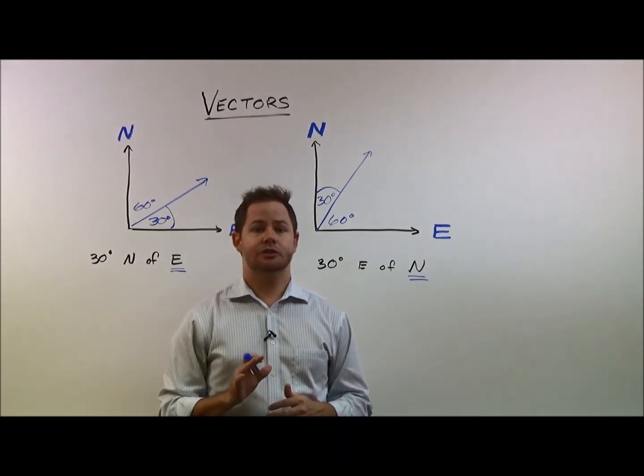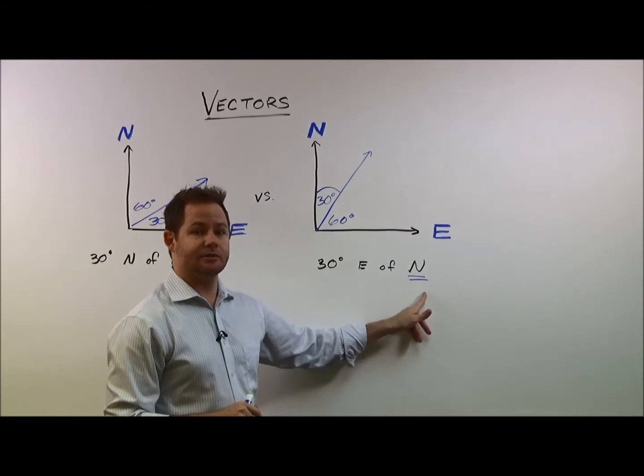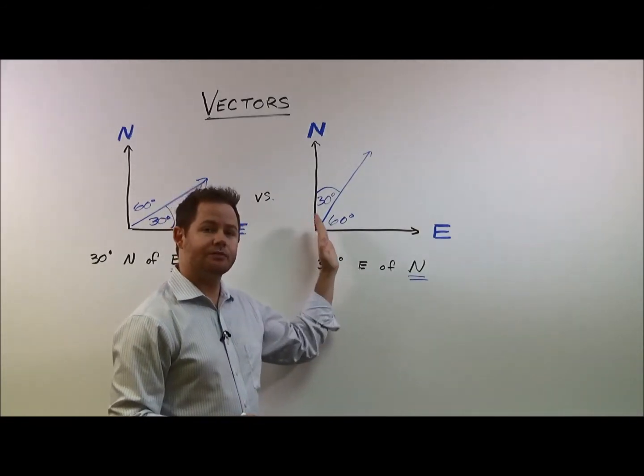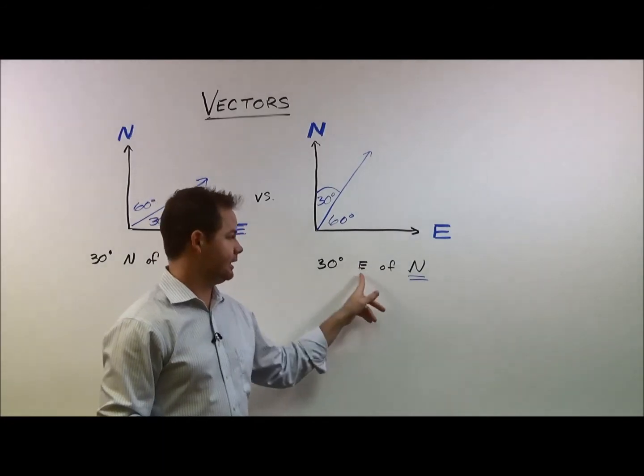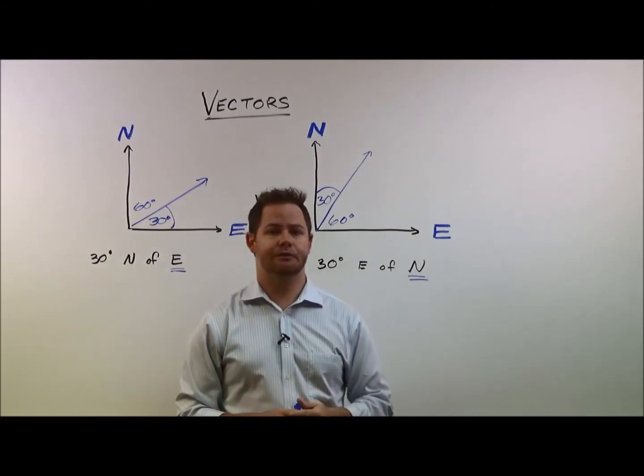So just make sure that you recognize that it's actually the second direction that's listed that tells you your original heading, and then the degree measure tells you how far you're veering off of that original heading in the direction mentioned first of your two.